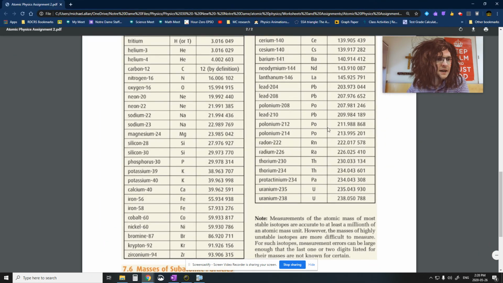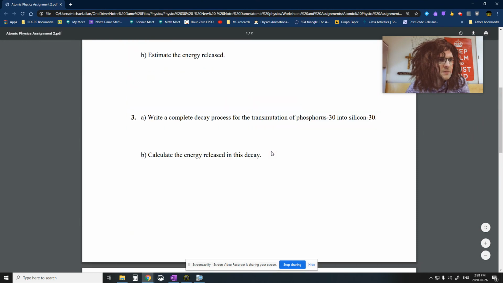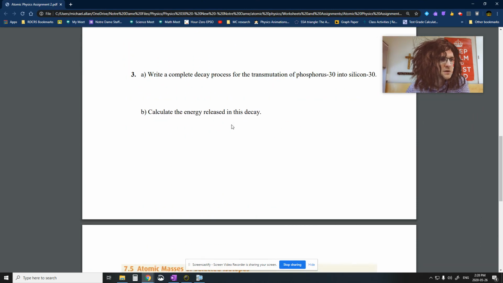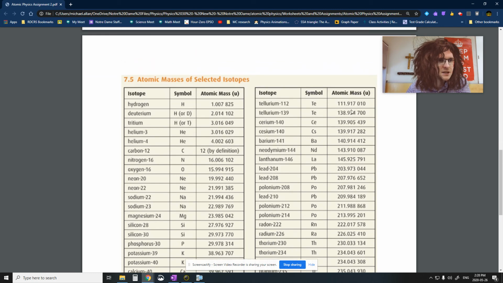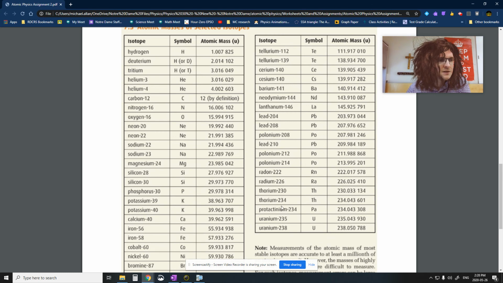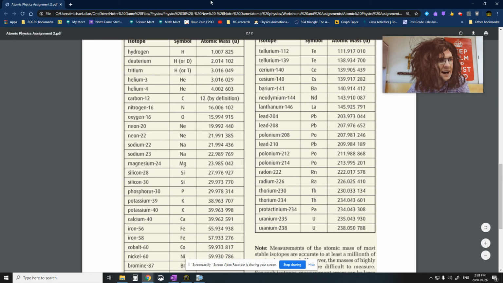So this file is part of one of the assignments, assignment number 2. It's attached to the bottom of it. There's a bunch of information about all the atomic masses, using atomic mass units, of all the different elements. So these numbers are for atoms. They include the electron masses and the proton masses and the neutron masses, all of that together. So these are not ion masses.